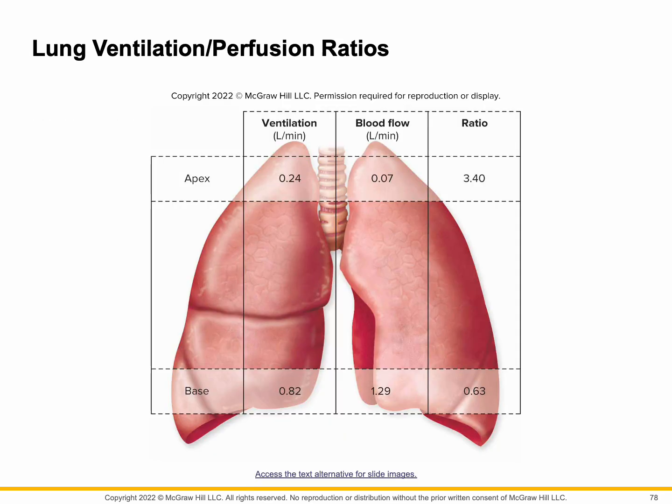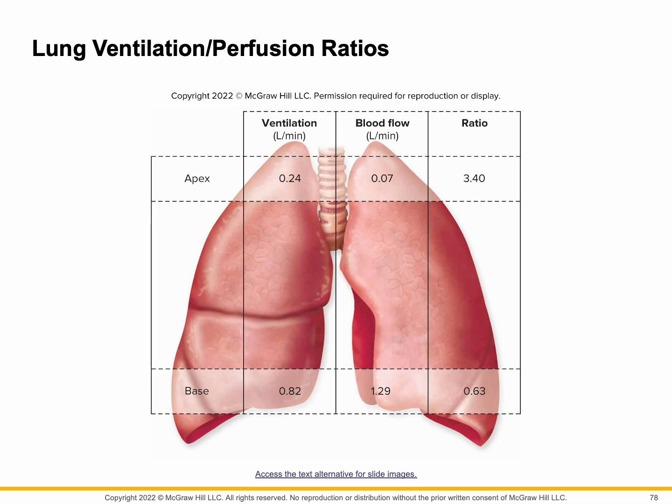So here we're looking at the lung ventilation perfusion ratios. The ventilation, blood flow, and the ratio is as follows. At the apex, ventilation is 0.24 liters per minute. Blood flow at the apex is 0.07 liters per minute. And the ratio of ventilation to perfusion, so this is the VQ ratio, is 3.4.